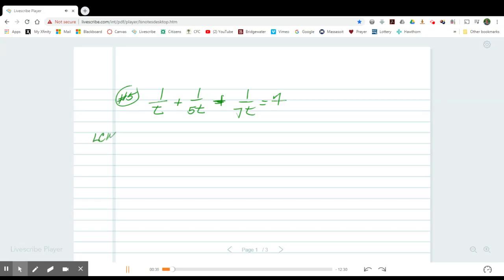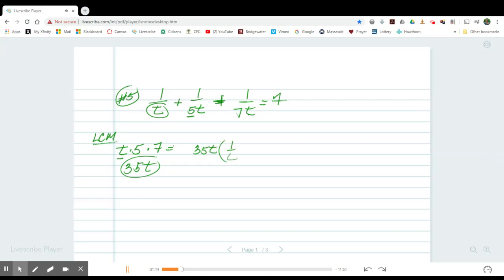Alright, first job is always to find the lowest common multiple, better known as the lowest common denominator, whichever. I need a factor of t. This guy says 5t, I need a factor of 5. I need a t, but I've already got a t. Here I need a factor of 7. I need a factor of t, but I've already got one of those. And that's it. My lowest common multiple is the product here. It looks like t times 5 times 7 is 35t.